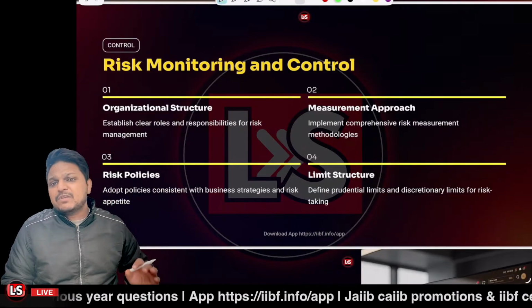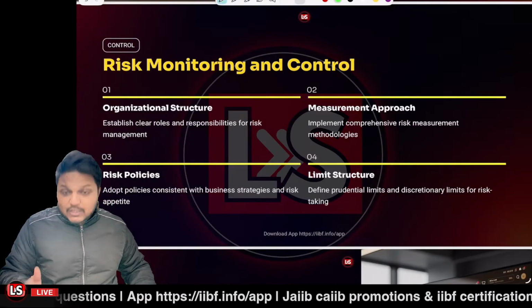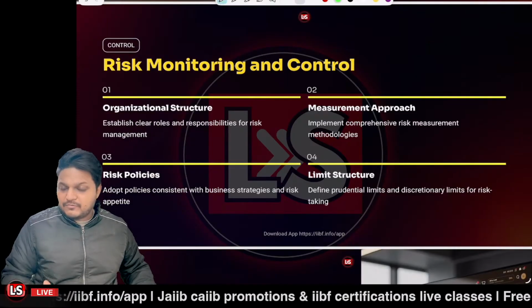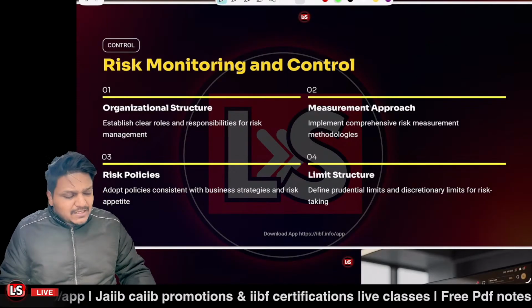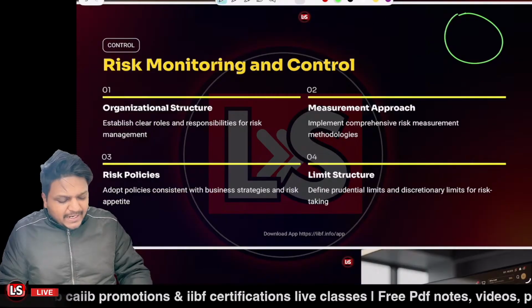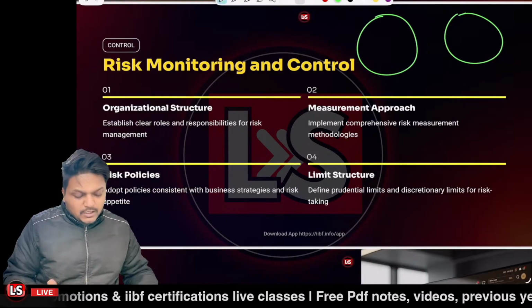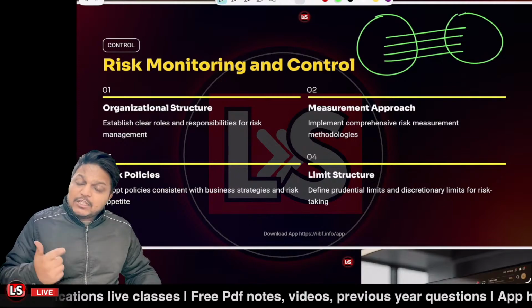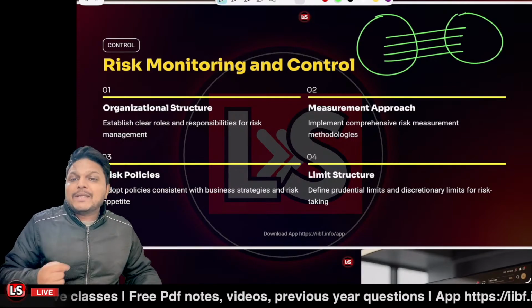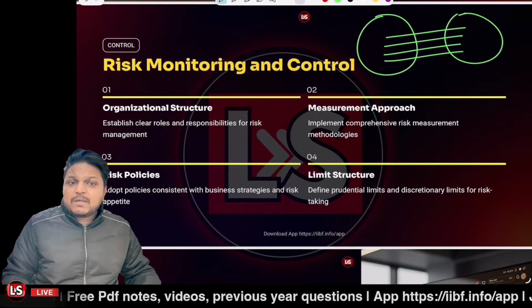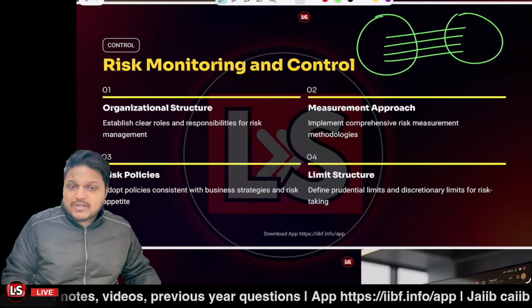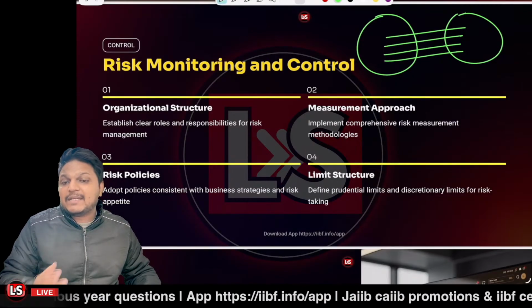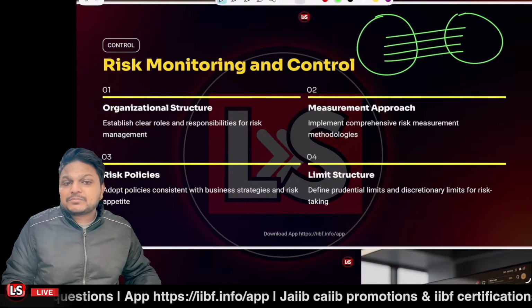The bank must have risk management policies, and those policies must be consistent with the business strategy. It should not be the case that your business strategy is somewhat different and your policies are somewhat different. Those must all be aligned in such a manner that you can make them work together. So the risk management policies must be consistent with the business strategies, the capital strength, the management expertise, and the risk appetite also.